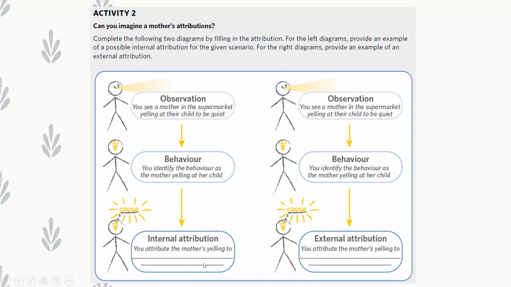Now I want you guys to think of one internal attribution that you can relate the mother's yelling to, and an external attribution that you can relate the mother's yelling to. So just put your answers in the chat box. And remember, you can have a multiple number of answers for this question. So anything that you think might be the reason there, internally and externally. And then I'll also do a sample answer once we get a few in the chat box.